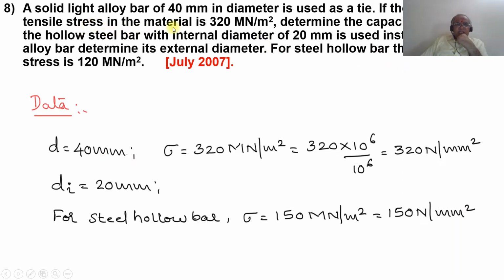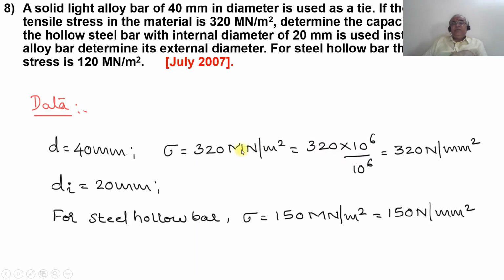The permissible tensile stress of the material is sigma, which is given to be 320 meganewton per mm square. What is mega? Mega is nothing but 10 to the power of 6. 320 into 10 to the power of 6 divided by 10 to the power of 6. So it is going to get cancelled because we are converting meter square into mm square.